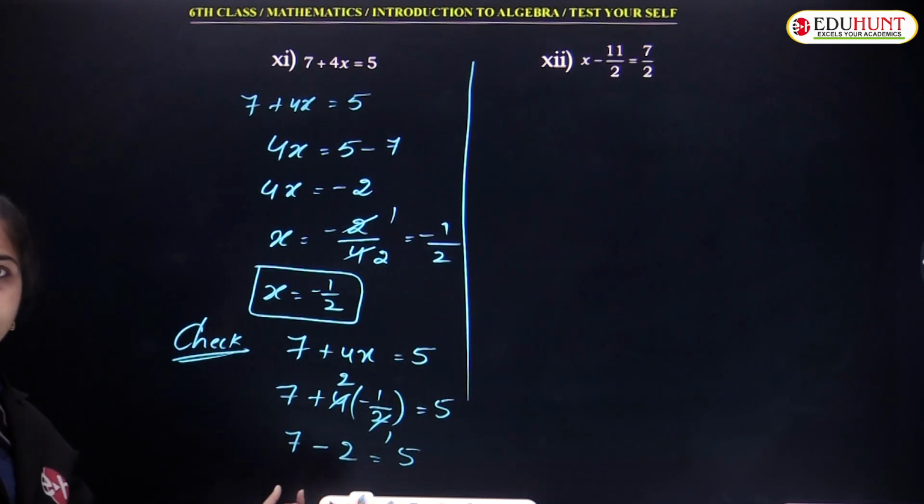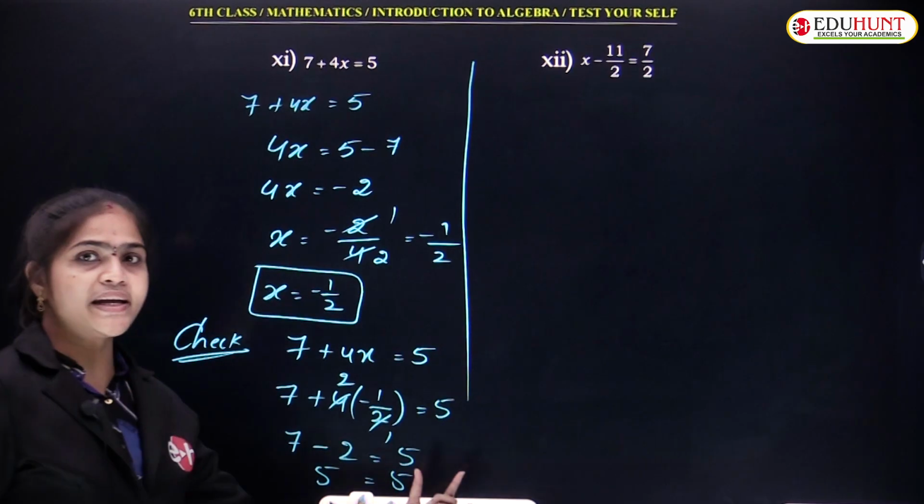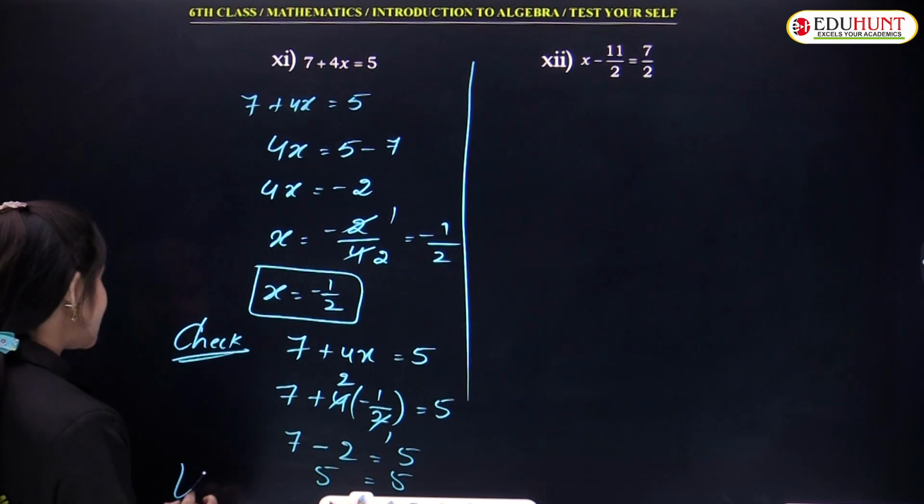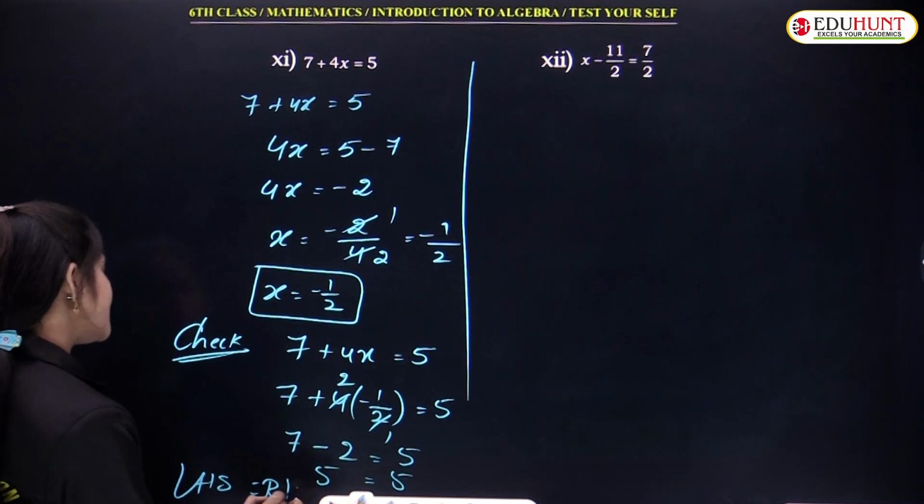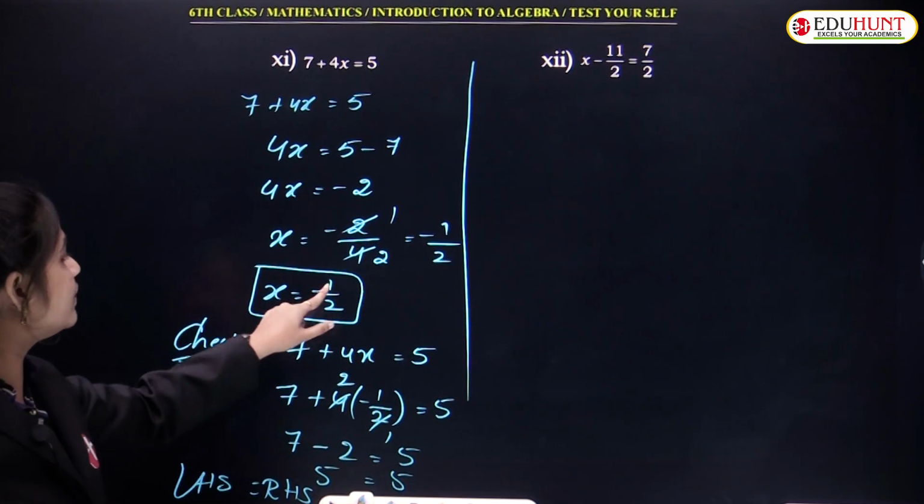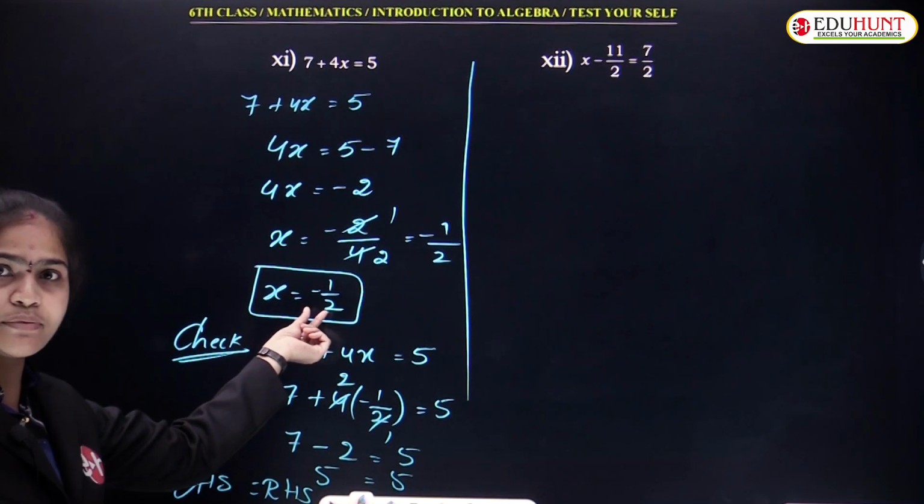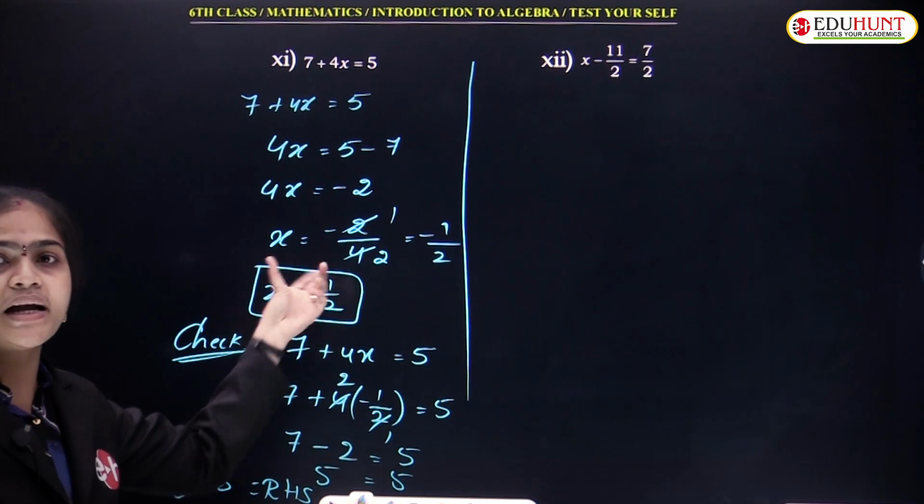7 minus 2 is equal to how much here? 5. 5 is equal to 5. Is it satisfying or not? Here we got that LHS is equal to RHS. That's why we got this value, which is correct. Then what is the solution of this equation? That is minus 1 by 2.